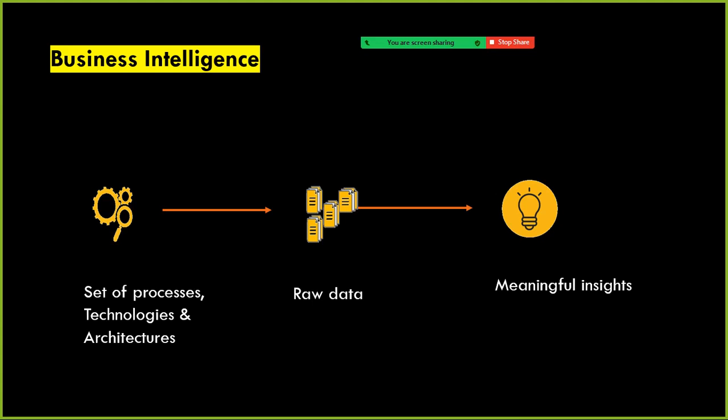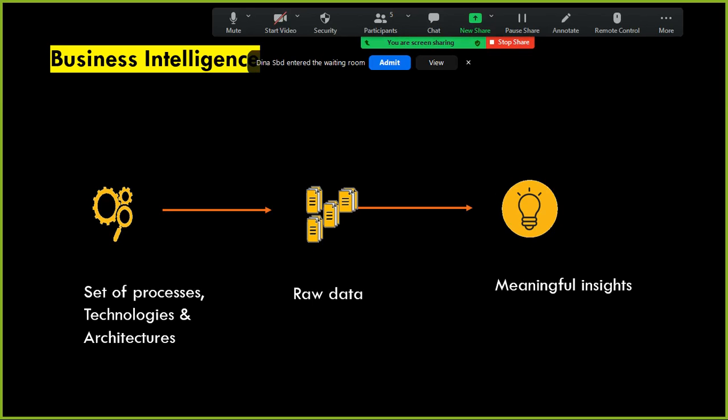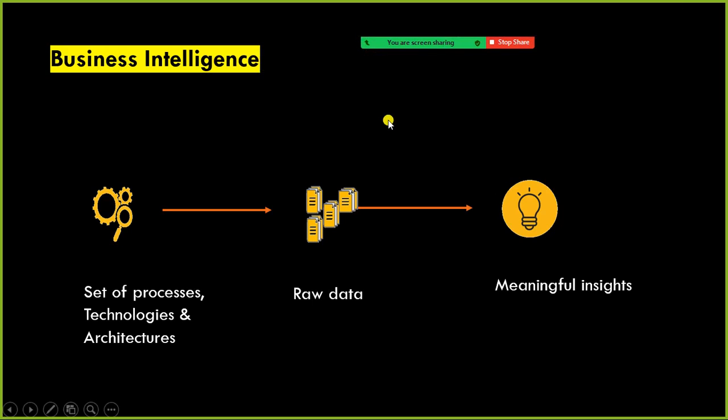First things first, what is business intelligence? Business intelligence is nothing but a set of processes, technologies, and architectures using which we convert raw data into meaningful insights. And also, you should know the business intelligence concepts in depth. We will cover the business intelligence concepts in detail in the later part of the sessions.